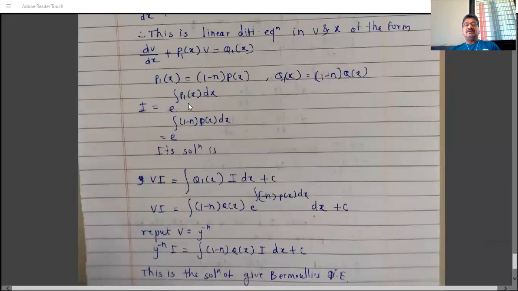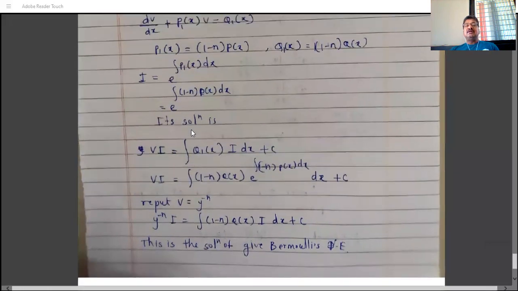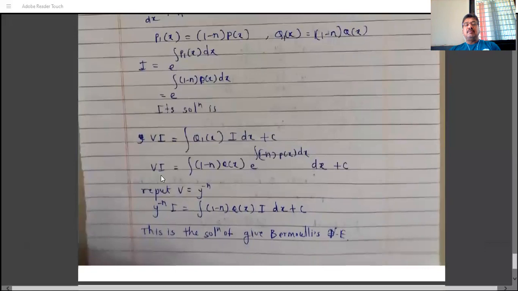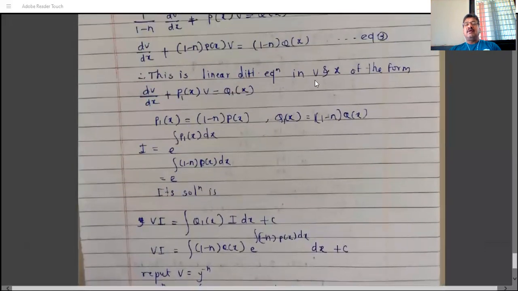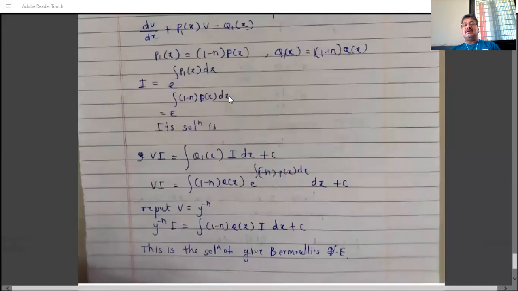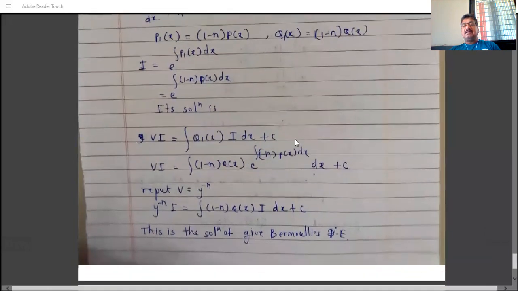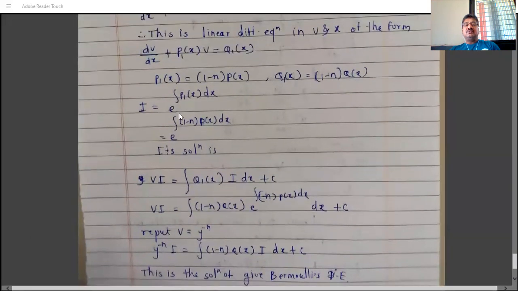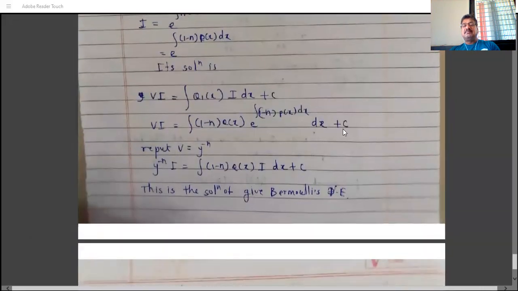So I is e raised to integration of 1 minus n P(x) dx, since P1(x) is 1 minus n P(x). The general solution of a linear differential equation has the formula yI, but instead of y we write v. So vI is equal to integration of Q1(x) I dx plus constant, where Q1(x) is 1 minus n Q(x), and I is e raised to integration of 1 minus n P(x) dx. Then we resubstitute v.